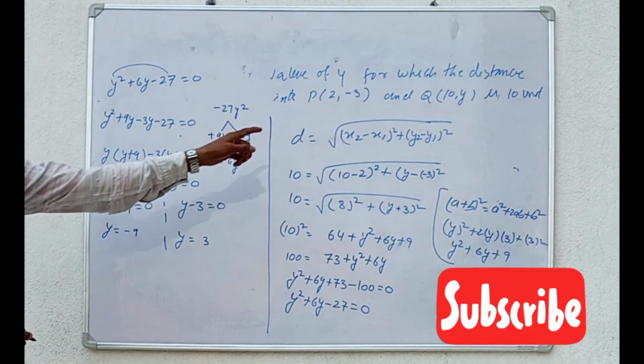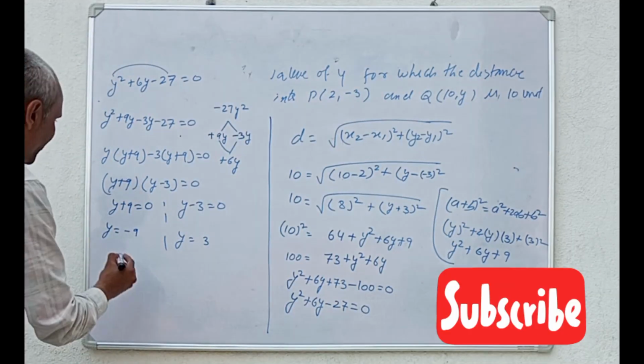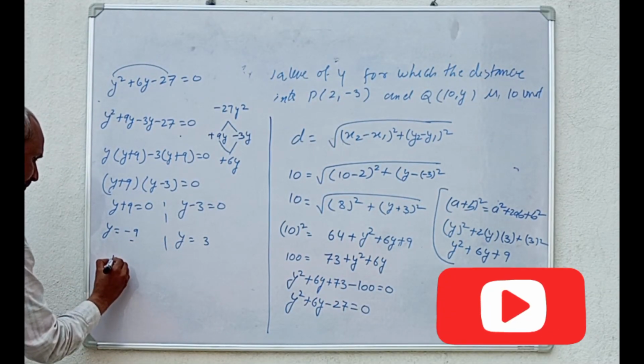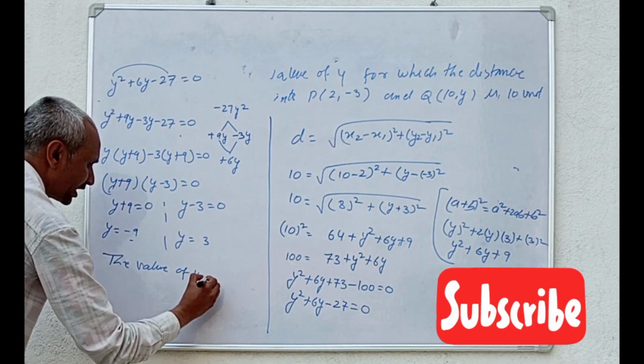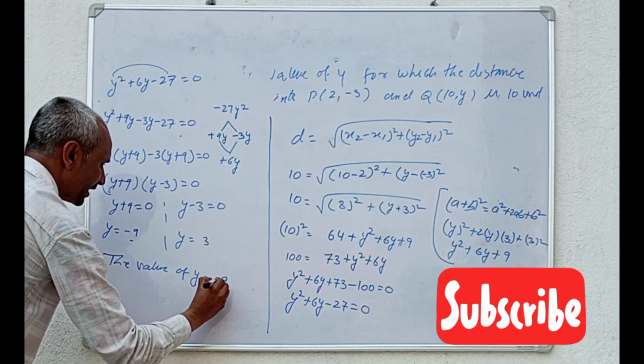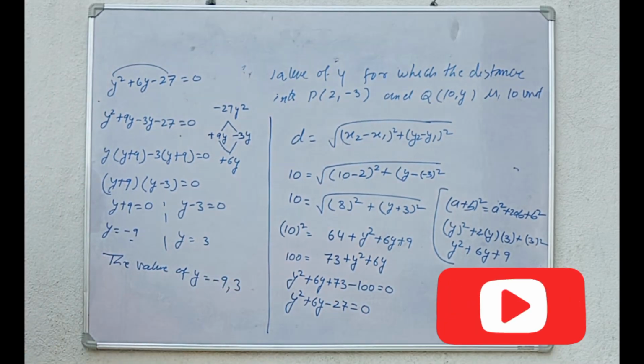So it is asked, find the value of y. So either minus 9 or 3. The value of y in the given question is minus 9 or 3. That is the total answer of this question.